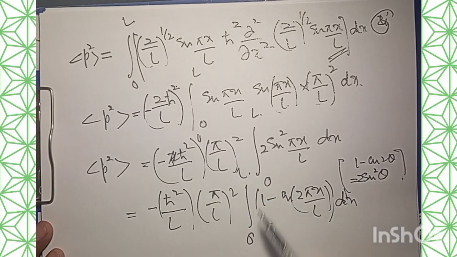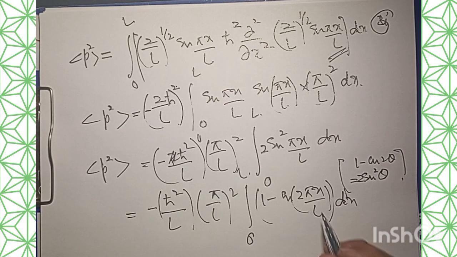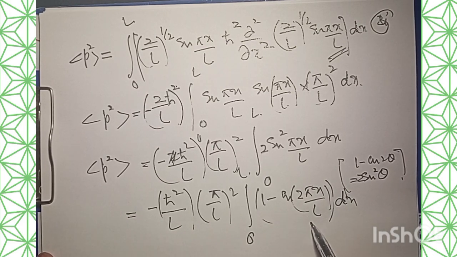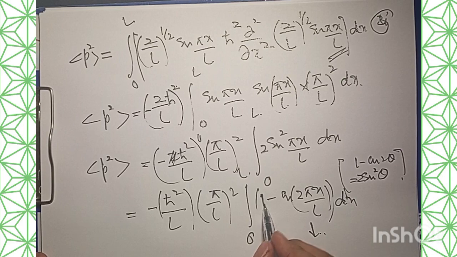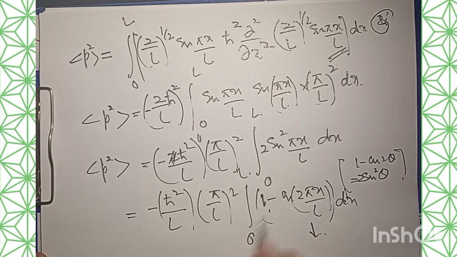And we already know that the integration between 0 to L for this function is 0. Let's go with the integration here and see what we get. This will certainly give me a zero. And from here, what I am going to get is L by two.